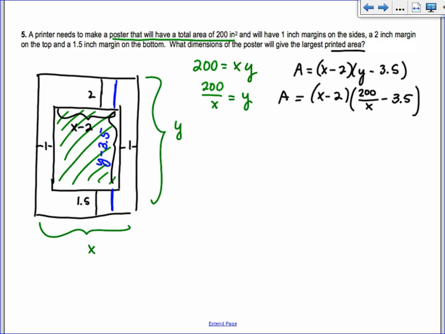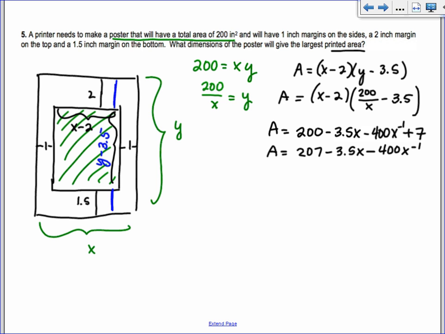So let's go ahead and multiply all out. So I have x times 200 over x, so I get 200. I have x times negative 3.5, so I have negative 3.5x. I have negative 2 times 200 over x, so negative 400 over x, or you can say x to the negative 1. And then I have negative 2 times negative 3.5, so I get plus 7. So I have A equals 207 minus 3.5x minus 400 x to the negative 1.